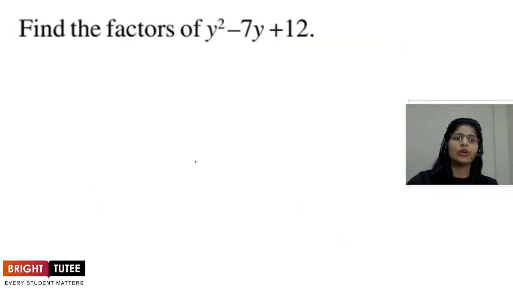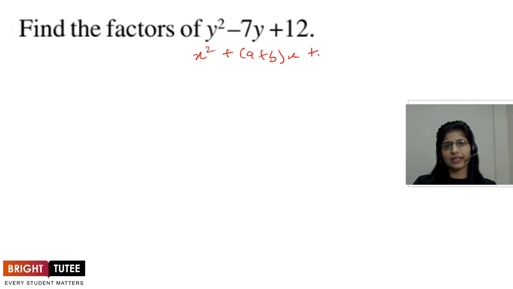Now here is another question for you. You have to find the factors of y square minus 7y plus 12. So if you compare it with x square plus (a plus b)x plus ab, what is ab here? ab is 12, and this is 7 here, correct? So minus 7 is there. a plus b is minus 7. So we have to think of the numbers whose sum is minus 7.